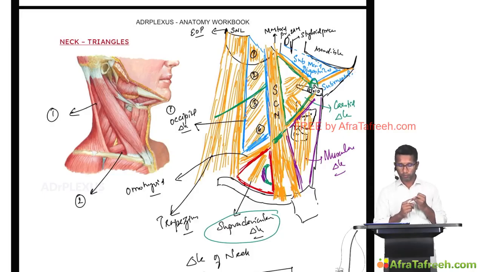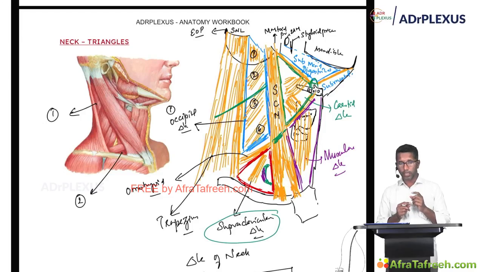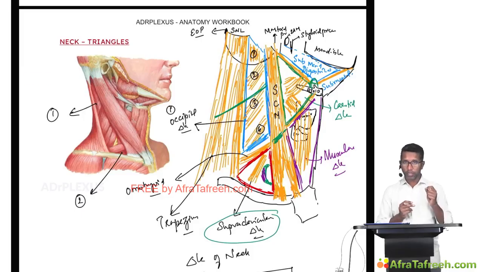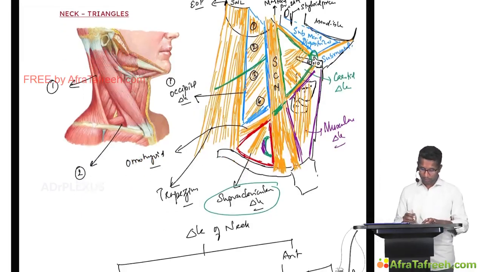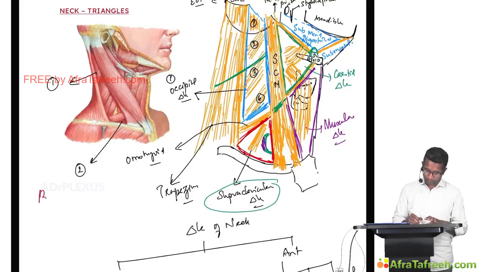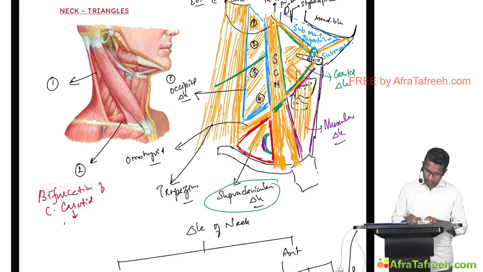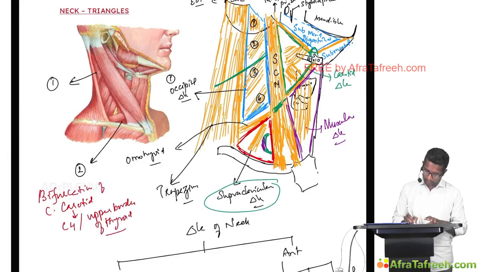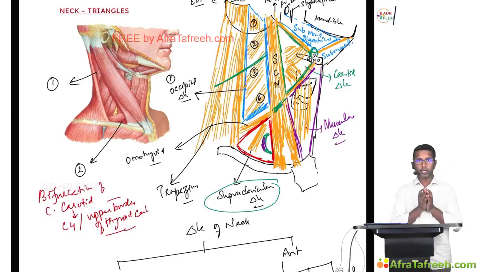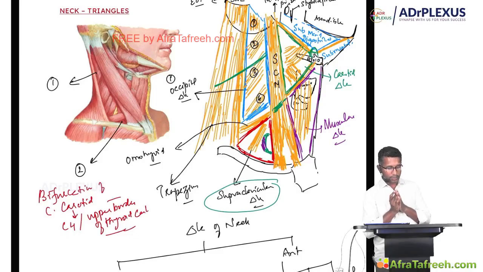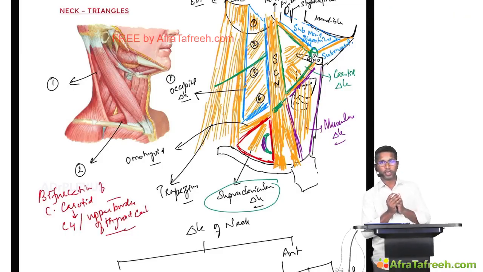When you have seen all these triangles, two triangles are very important. One is the carotid triangle, where you see the common carotid artery and the internal jugular vein. When you think about the carotid triangle, please remember the bifurcation of the common carotid artery. It takes place at the level of C4, or at the upper border of thyroid cartilage, where the common carotid artery divides into an internal carotid artery and an external carotid artery.